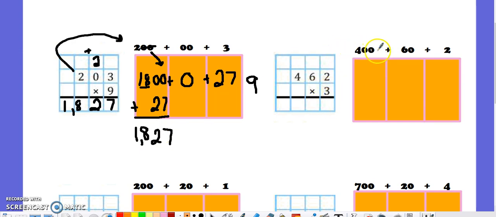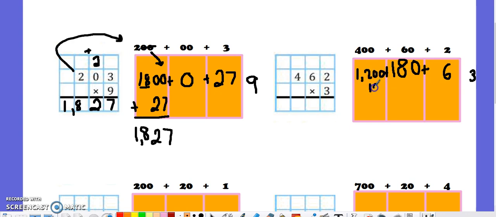Let's try this one over here. I've expanded the number to 400 plus 60 plus 2, and my multiplier is 3. 3 groups of 2 is 6. 3 groups of 60, well, 3 times 6 is 18. Add my 0. And 3 groups of 400 is 1,200. Then just add them all together.